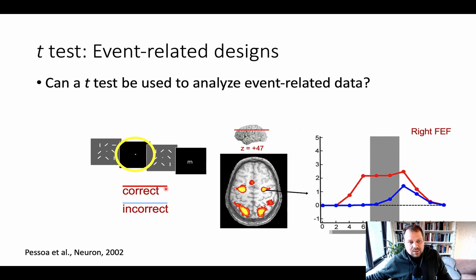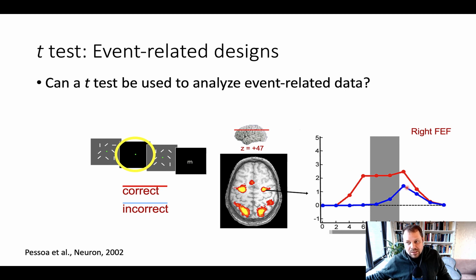In this case, which is a study by Luis Pessoa published in Neuron in 2002, we're considering correct trials and incorrect trials. The correct trials are shown in red and the incorrect trials are shown in blue. The region from which we're extracting signal is the right frontal eye field. Then we can again consider a specific period from which we extract means and standard deviations. So we average all the incorrect trials and all the correct trials, we get an average response for each, and we also get a standard deviation for each of these responses.